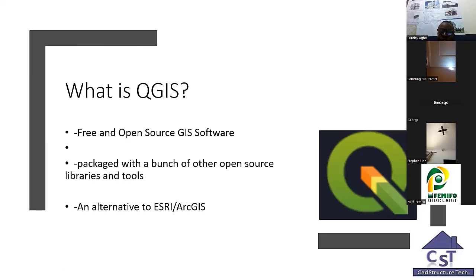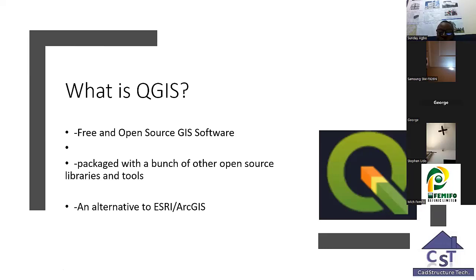Okay. So what is QGIS? QGIS is a software that we are going to use, as I said. QGIS stands for Quantum Geographic Information System, which is Quantum GIS. Now, the reason why we are using it is because it's free, it's open source.